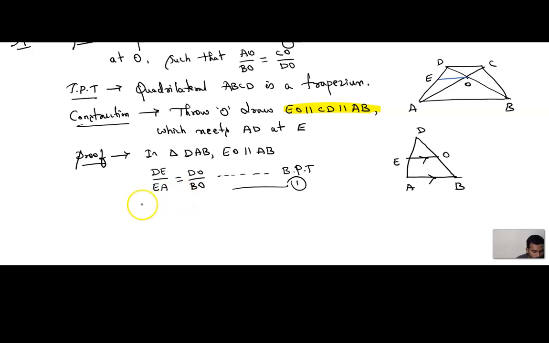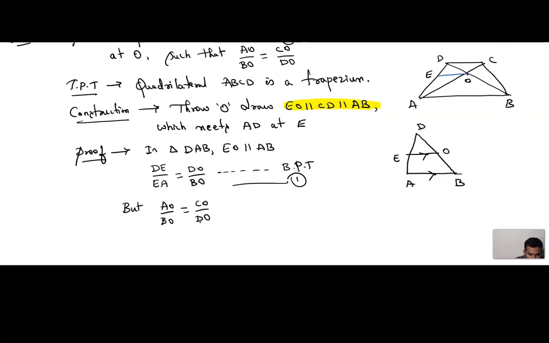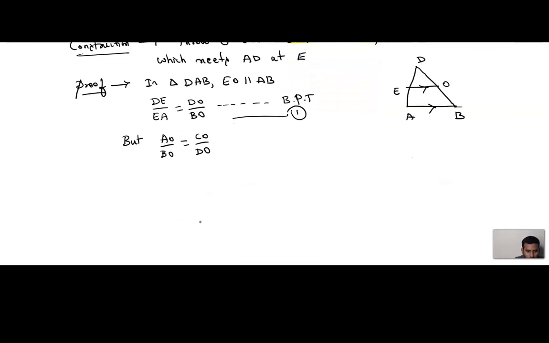Next, one thing, children, we know that AO by BO is equal to CO by DO. Shall we cross multiply this? AO by CO is equal to BO by DO. Understood?